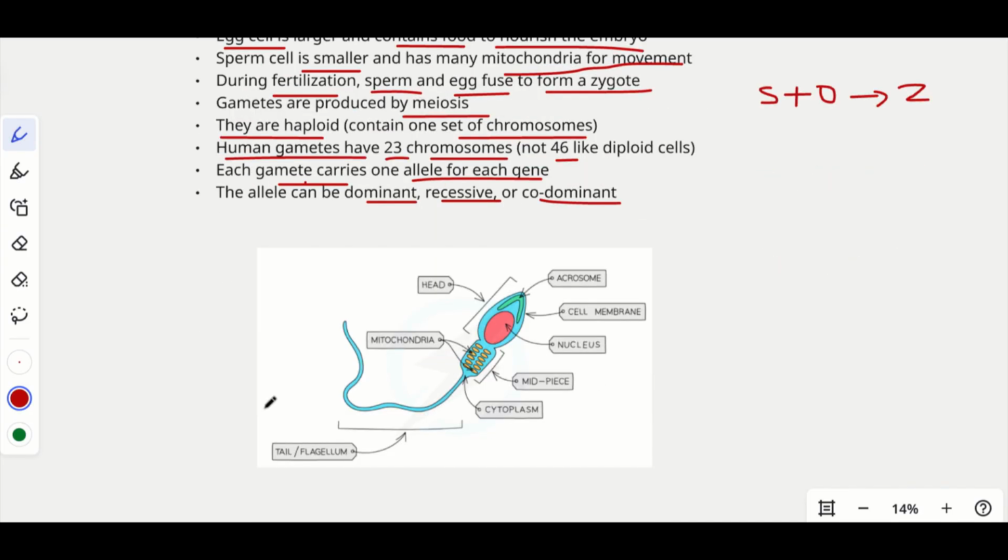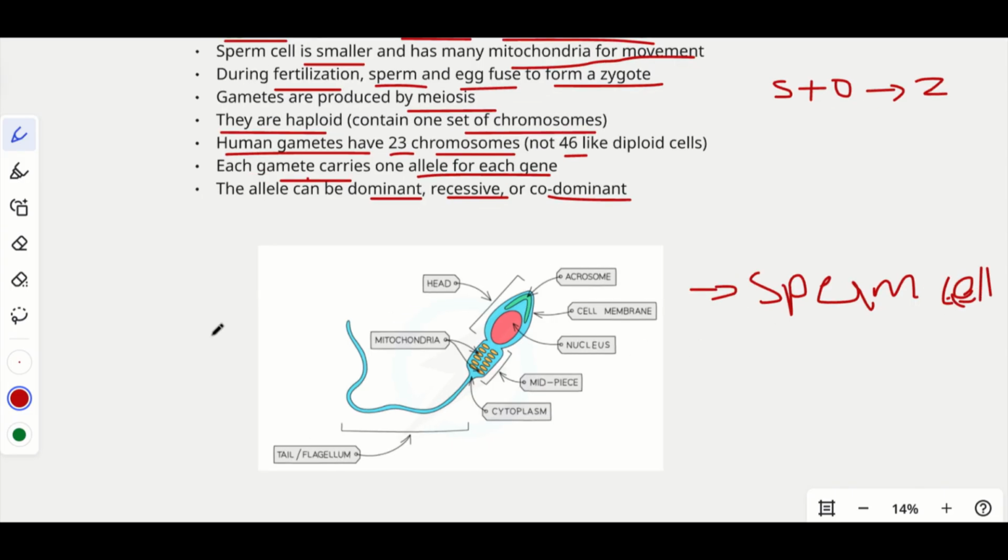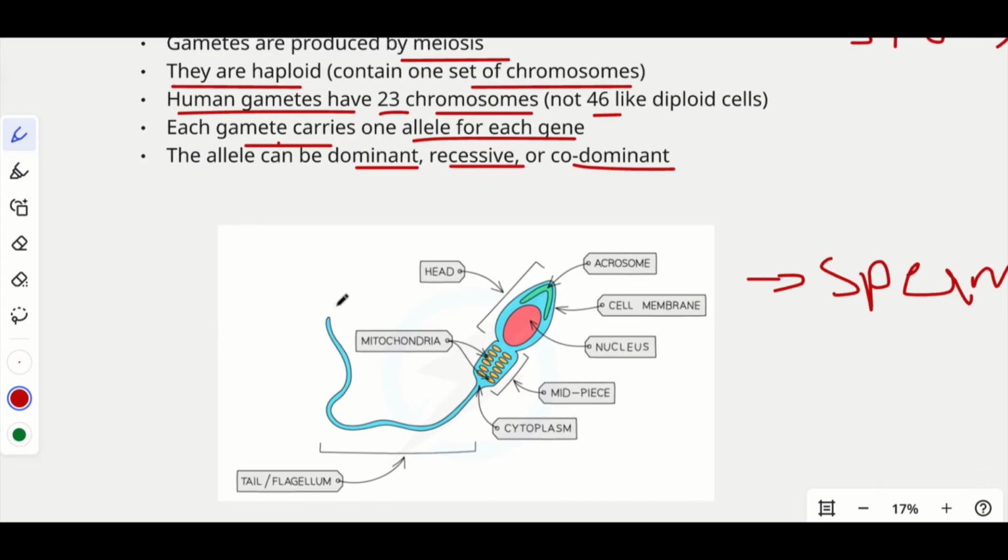Now let's check the shape or the diagram of the sperm. This is the sperm cell. What are the parts of a sperm cell? Basically, we have a long tail, which is called the tail or flagella, right? Then we have the cytoplasm. Then we have packed mitochondria here. We have multiple mitochondria, right? And then we have a nucleus. Then we have the cell membrane and a chromosome.